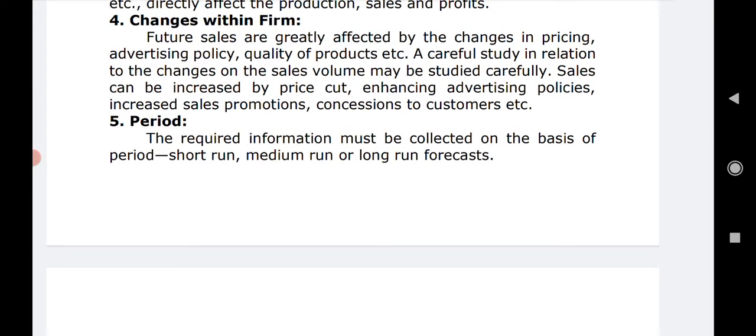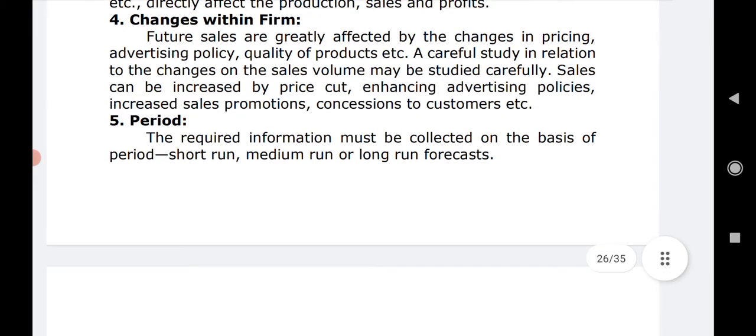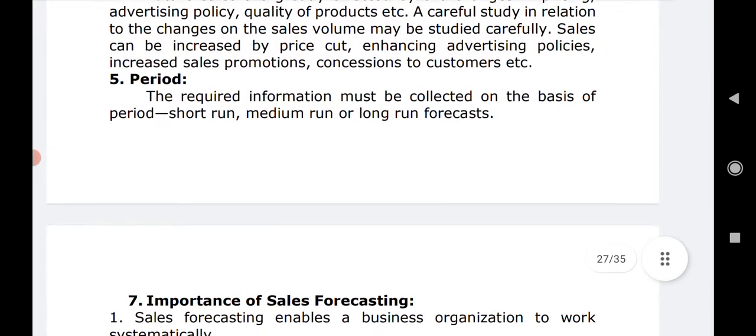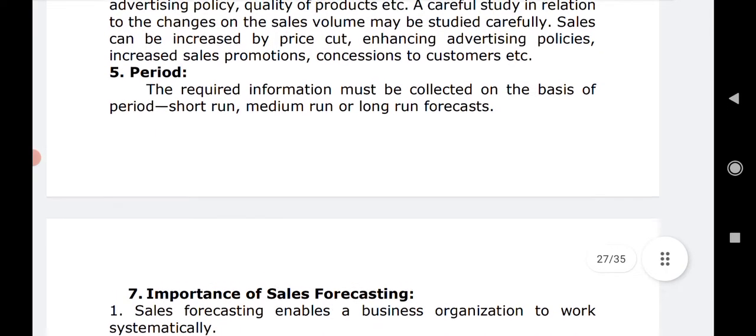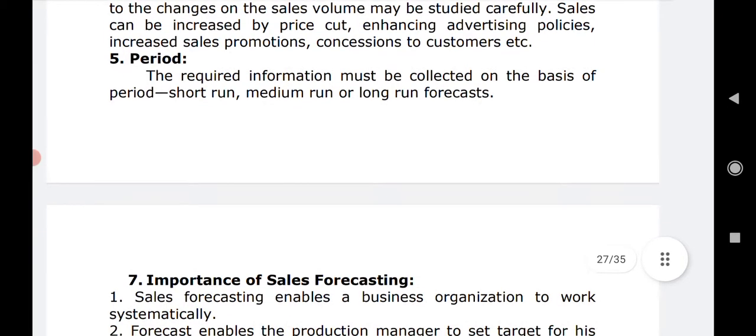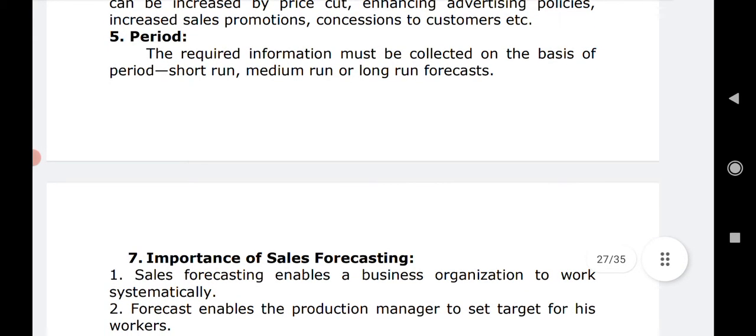So a careful study in relation to the changes on the sales volume may also be studied carefully, and sales can be increased by, say, price cut, enhancing the advertising policies, maybe increasing the sales promotion, concession to the customers, etc. Next comes up is the period.